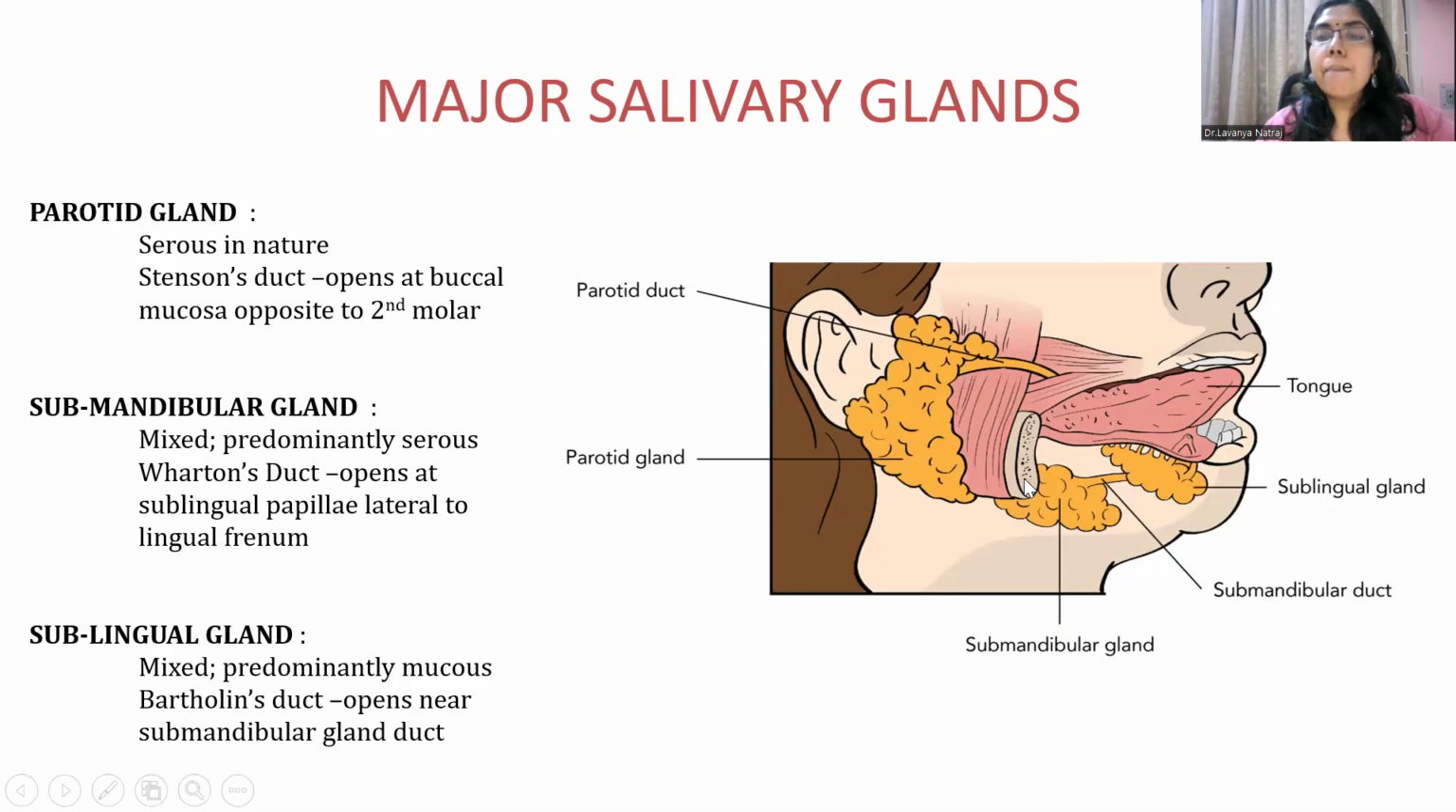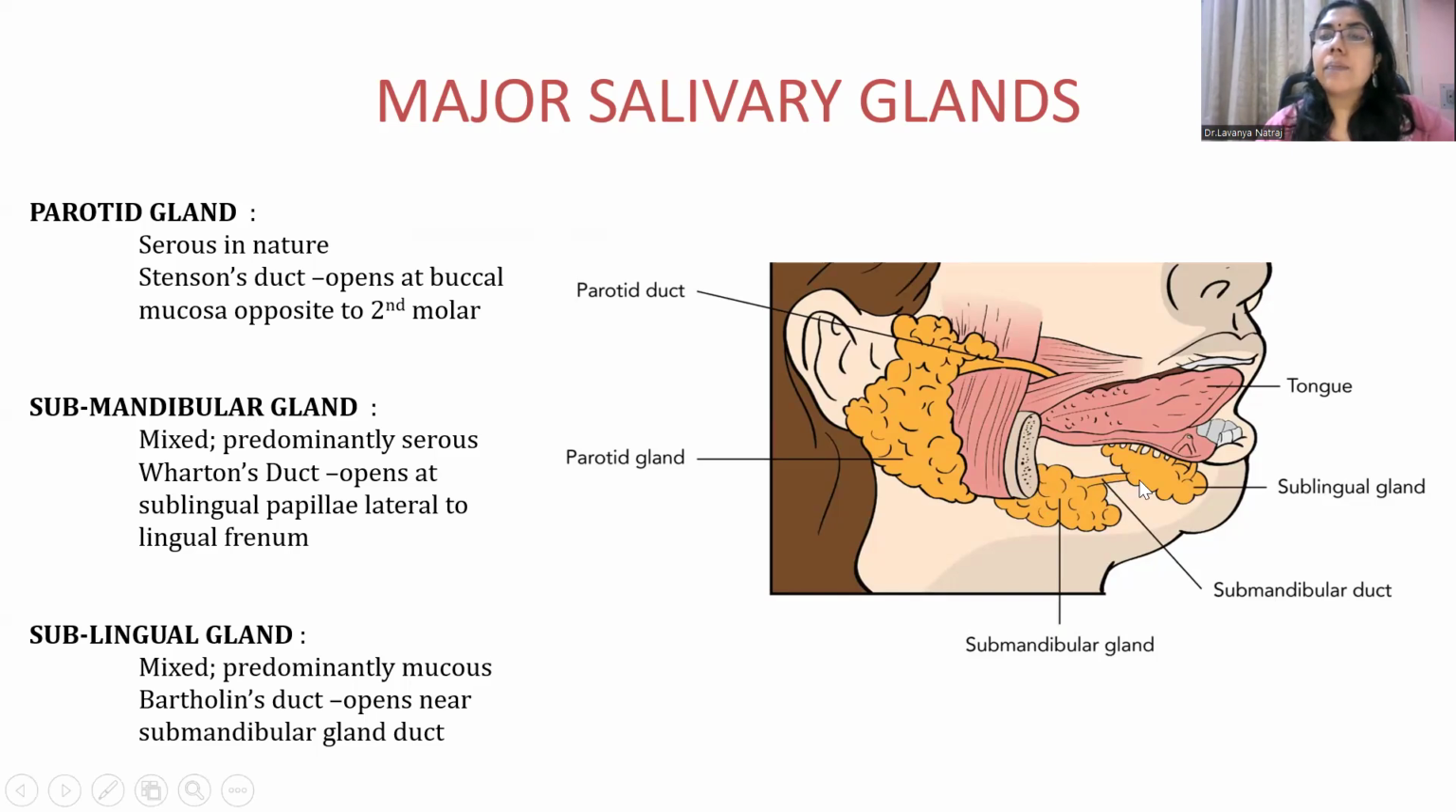And coming to the submandibular gland, they are present above the mylohyoid muscle and the secretions are mixed in nature, meaning it contains both serous as well as mucinous components. And they have the duct called Wharton's duct. It opens into the sublingual papillae at the floor of the mouth, lateral to the lingual frenum.